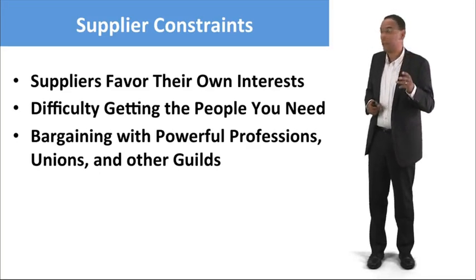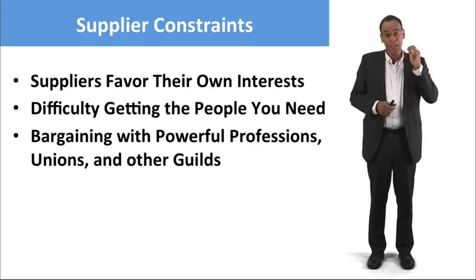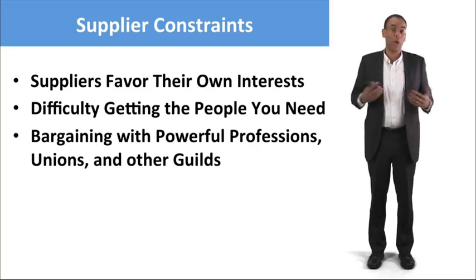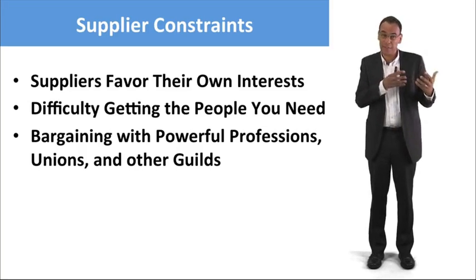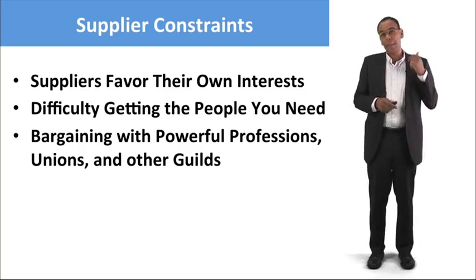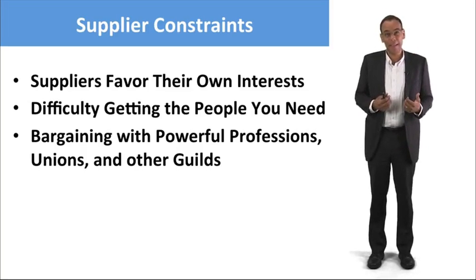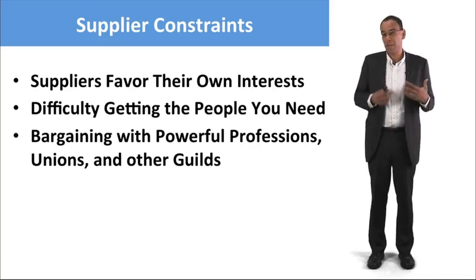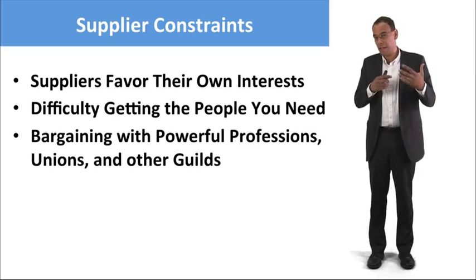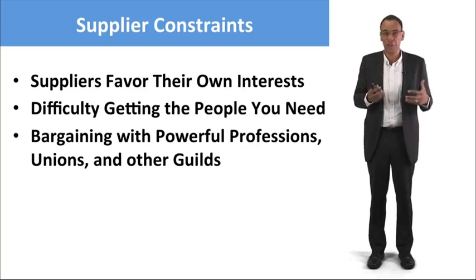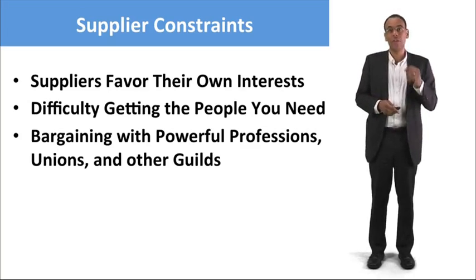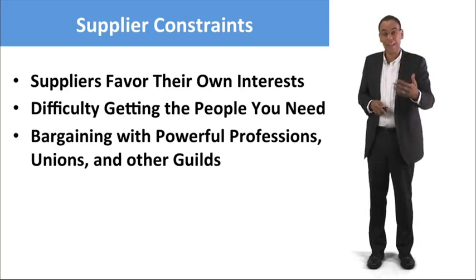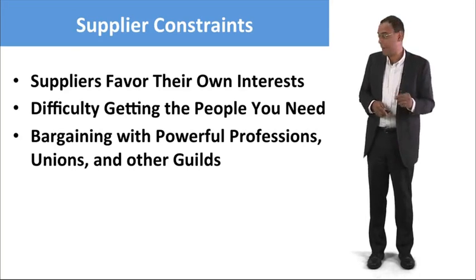So the three constraints I want to talk about just as briefly are, first, suppliers tend to favor their own interests. We all favor our own interests, but suppliers have special interests vis-a-vis the organizations they might work for. Second, the difficulty getting the kind of people that you need, that sometimes you need a certain kind of person, but that person doesn't make it easy to get, even knowing who it is. And the third constraint is these powerful professions and guilds, things like unions and trade, like teachers, doctors, lawyers, those are the professions, and also the trade unions, and those kind of guilds that can be constraints to innovation. I'll talk to you a little bit about how that can be.